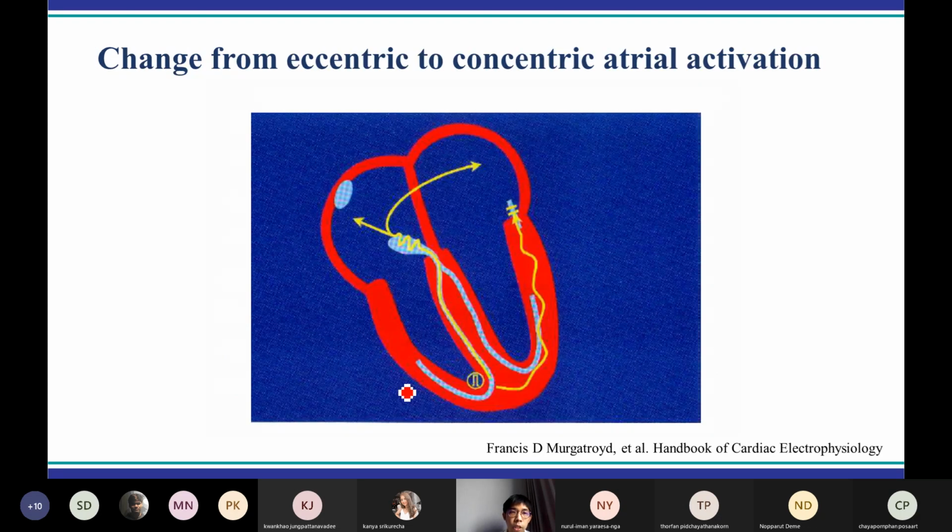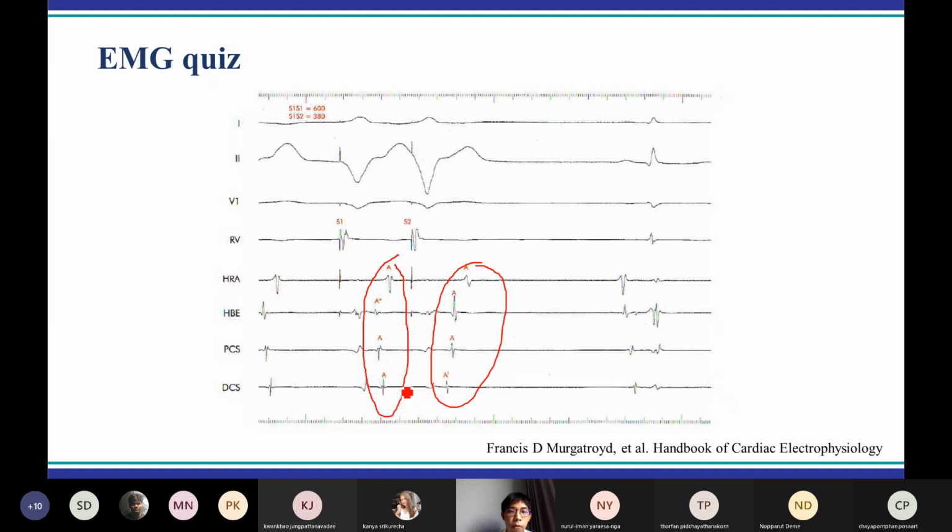Okay, the change from eccentric to concentric atrial activation. It's quite similar to what I have spoken about in the last slide. The last slide is the change from concentric to eccentric because there's some block in the AV node, and then the signals travel through the accessory pathway.